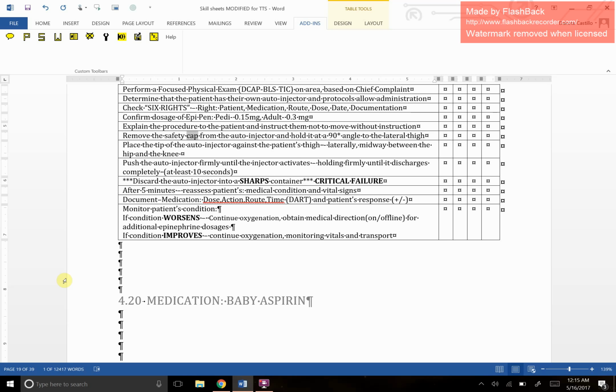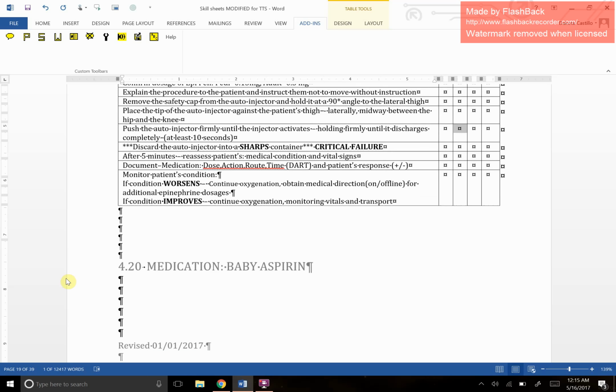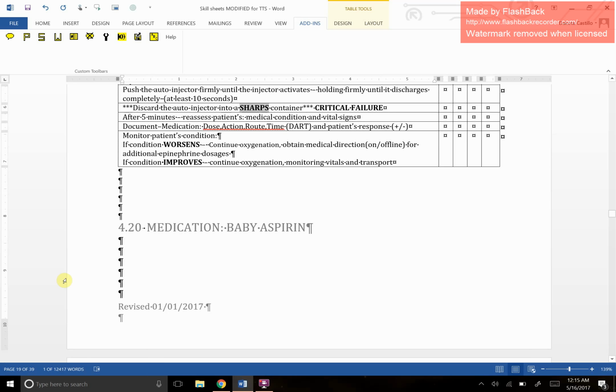Remove the safety cap from the auto-injector and hold it at a 90° angle to the lateral thigh. Place the tip of the auto-injector against the patient's thigh, laterally, midway between the hip and the knee. Push the auto-injector firmly until the injector activates, holding firmly until it discharges completely, at least 10 seconds. Discard the auto-injector into a sharps container.